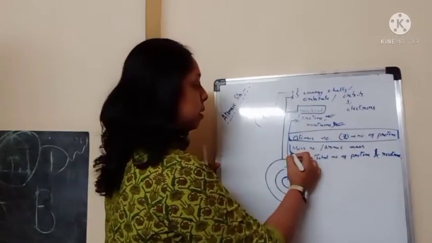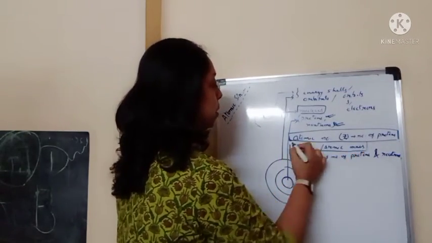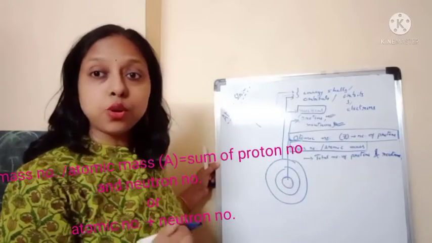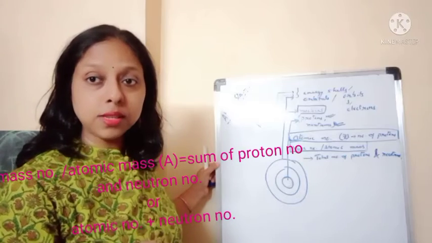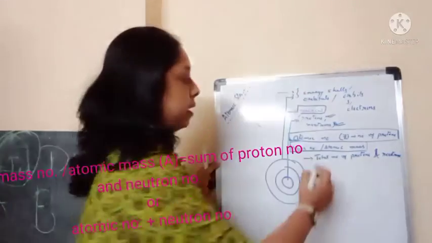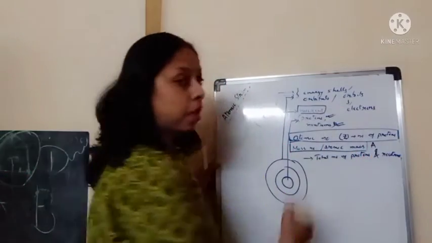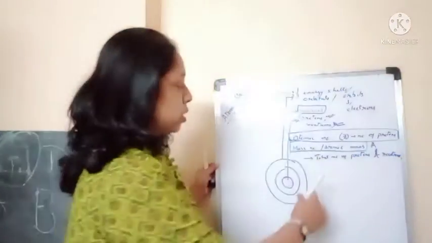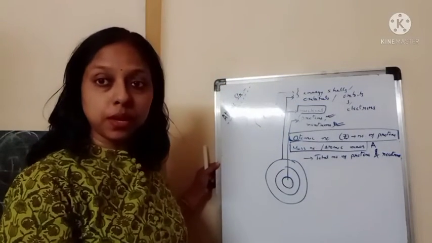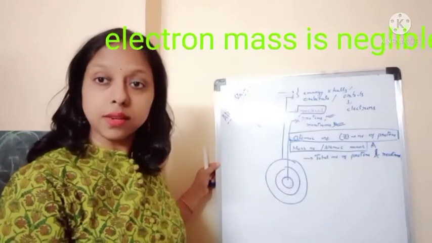Next comes the mass number or the atomic mass. The mass number or the atomic mass is the total number of the protons and the total number of neutrons in it, and it is given by the symbol capital A. So this is your total number of protons and neutrons, which is giving you the atomic mass or mass number.